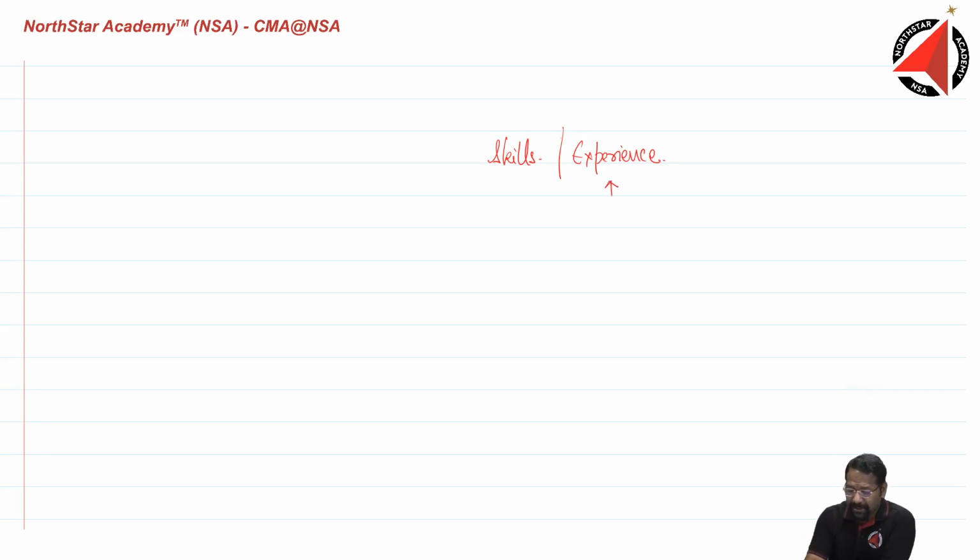How do you get experience? Experience comes from the past. You have done something in the past through which you have learned something. That learning becomes your experience to plan better for the future.